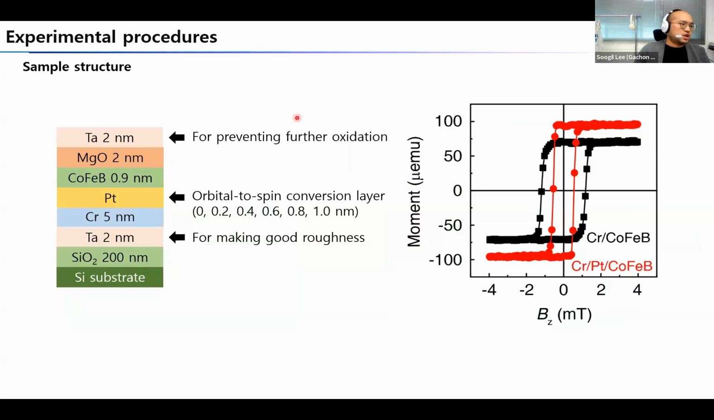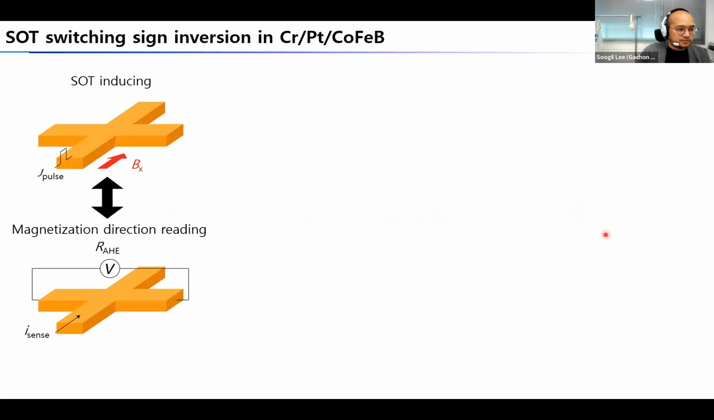Okay, to check the previous slide by experiments, we deposited samples with this structure. The thickness of the platinum insertion layer is controlled precisely like this, and the thickness of the other materials is fixed. The perpendicular magnetization of the cobalt iron boron layers was observed in all samples after annealing, as you can see here. And we fabricated Hall bar samples to conduct the spin-orbit torque switching experiment. This cartoon illustrates the spin-orbit switching experiment.